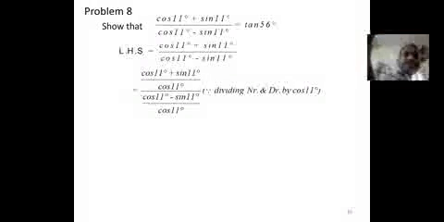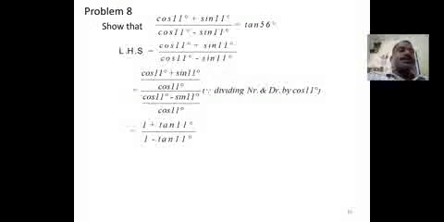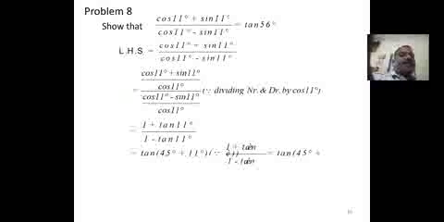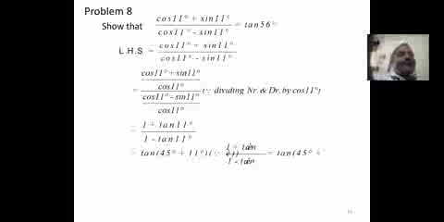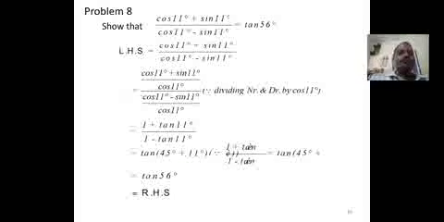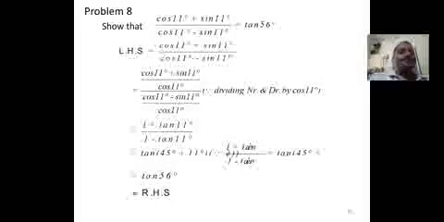So we will get (cos 11 plus sin 11) by cos 11, by (cos 11 minus sin 11) by cos 11. After dividing numerator and denominator with cos 11, this is (1 plus tan 11) by (1 minus tan 11). This is tan of (pi by 4 plus 11), since the formula is (1 plus tan theta) by (1 minus tan theta) is tan (45 plus theta). With the help of that formula, you can write directly this is tan 56. So this is the RHS value.